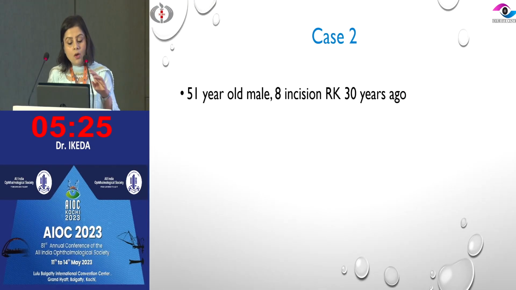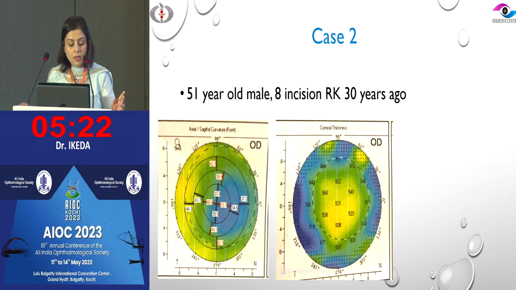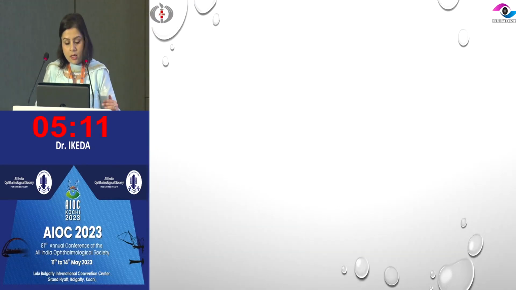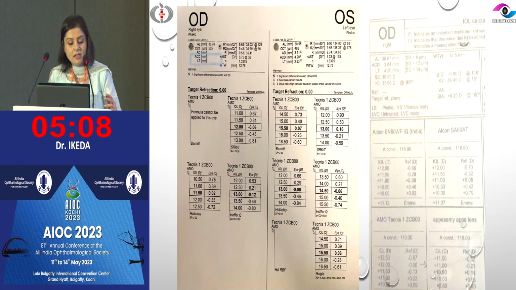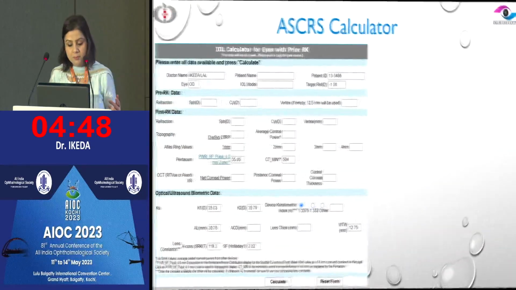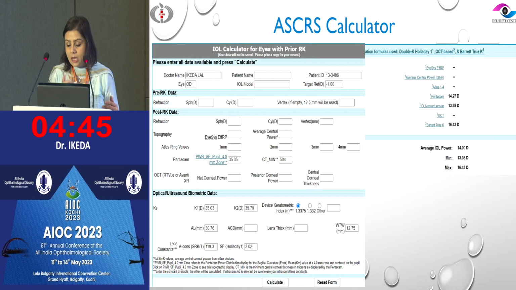Now, a second case has undergone 8 incision RK about 30 years ago. And look at this topography now. It's much flatter than the earlier case. What is interesting for this patient is that he's still myopic, even though he's undergone radial keratotomy. So here, when he's still myopic, we need to look at the axial length when we are looking at the IOL power calculator. This is the LENSTAR printout as well as the IOLMaster, and we see that the axial length is 30.76. That's how the IOL power that we are getting is more myopic. So we have to correlate all of these factors: the patient's present refraction, the axial length, as well as the IOL power that we are getting on these formulas. So again, we use the ASCRS calculator here.